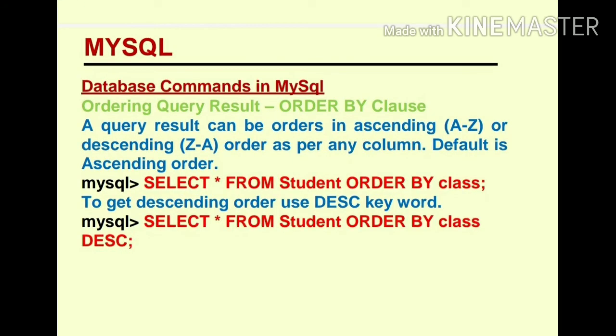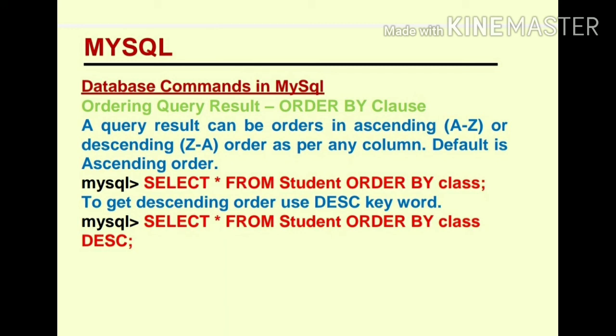Next is order by. If you want to arrange your data in ascending or descending order, or they will ask you for sorting. Sorting means to arrange data in ascending or descending order. So in that case, we will use the order by clause. How can we use it? Select star from student order by class. So all the rows will be arranged according to the column class, and it will arrange in ascending order, like A, B, C, D. If you want to arrange it in descending order, we will write select star from student order by class DESC. Ascending order is the default, so we don't have to write ASC, but for descending order you have to use DESC. DESC is for descending order, ASC is for ascending order.